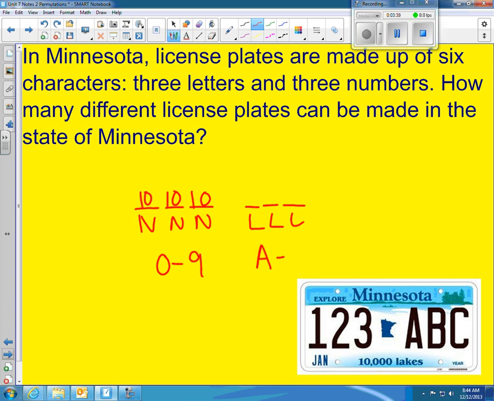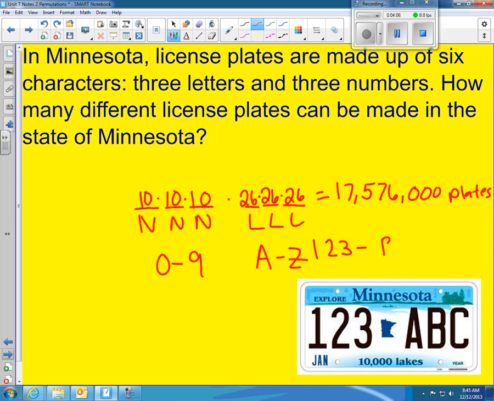Our letters are anything from A to Z, which we know is 26, and you can repeat the letters every time. So we're going to multiply all of those together, and that is going to give us a whole heck of a lot of license plates. 17,576,000 plates. So hopefully we won't run out anytime soon, because we could choose 1, 2, 3, and then maybe B, A, C. This order is going to be different than that order.